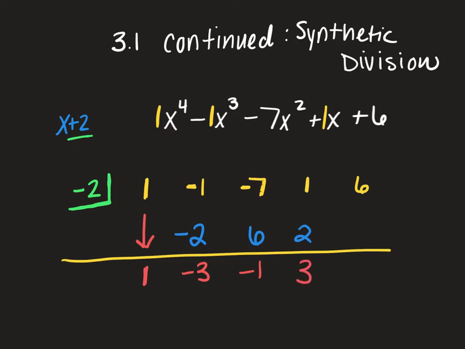Then we multiply by -2, so 3 times -2 is -6, and 6 plus -6, I should have done that in blue, is 0. So that's basically it.